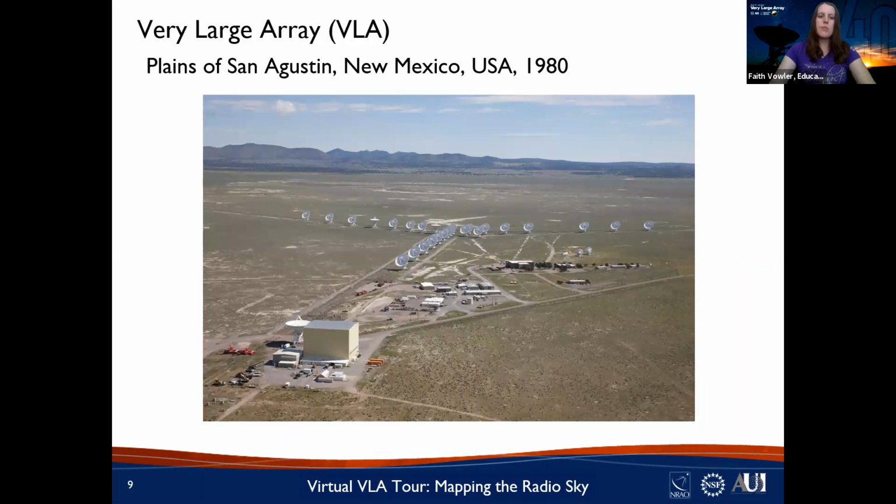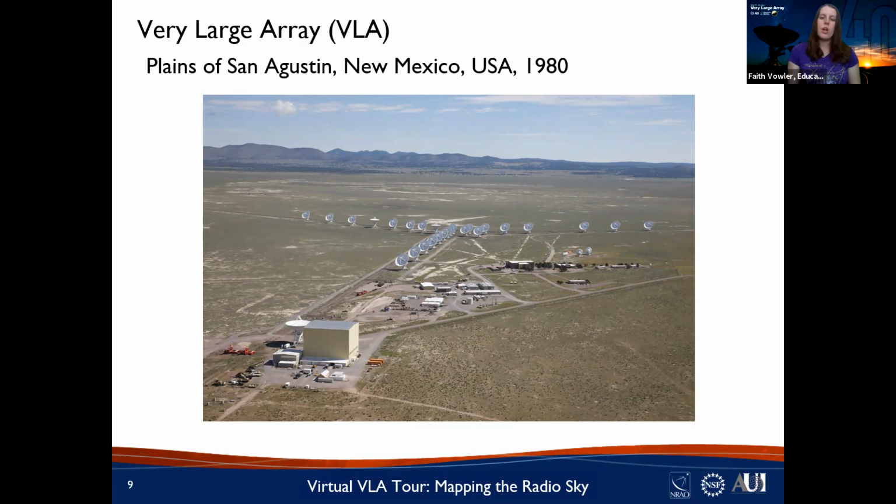And so the VLA was built on the plains of San Agustin in an ancient lake bed out in the desert in New Mexico. And we started building it in the 1970s. And we completed it and dedicated it on October 10th, 1980. And we chose this particular location because it's what we call high and dry. And so it's at about 7,000 feet or about 2,150 meters above sea level.